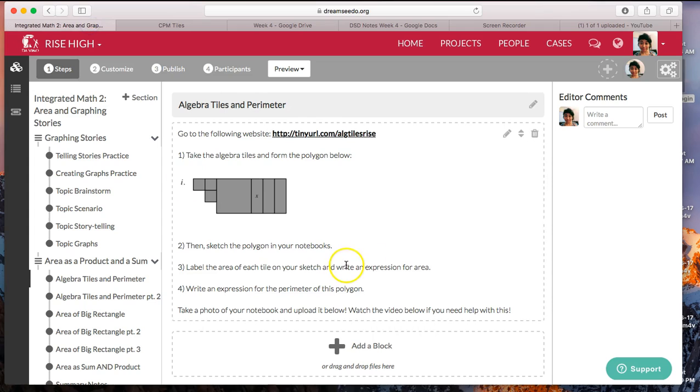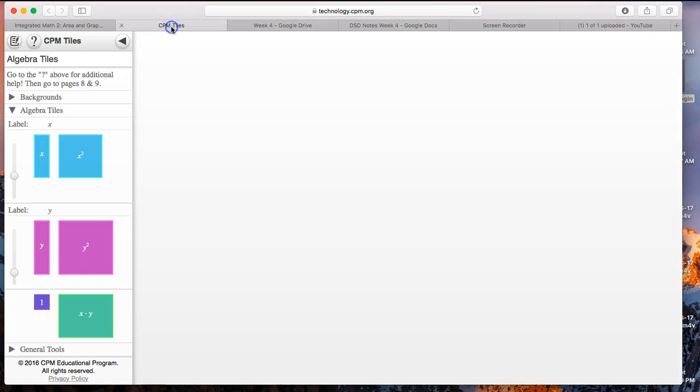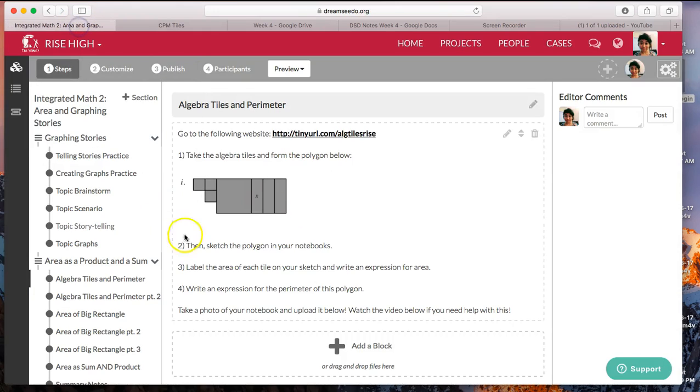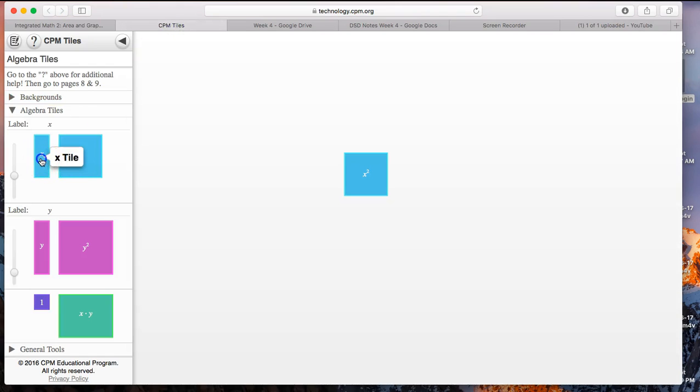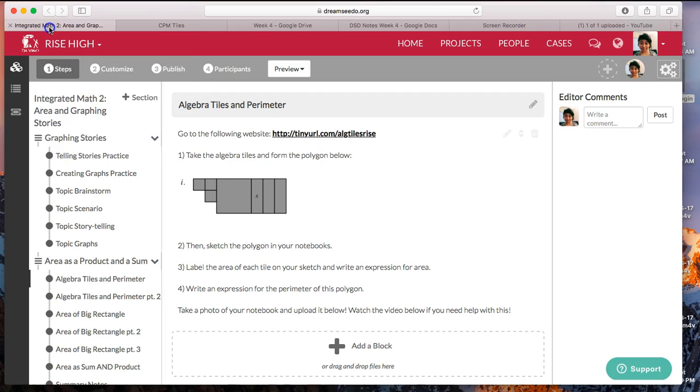So the very first thing this says to do is to take the algebra tiles and form this polygon, okay? So you're going to take your tiles, and you're going to try to make that shape in the diagram. So pause the video here, make the shape that is in this diagram.